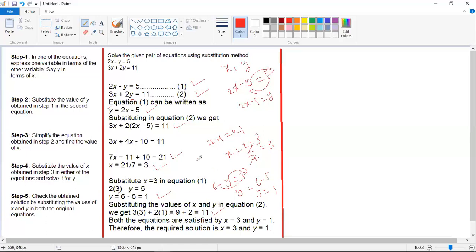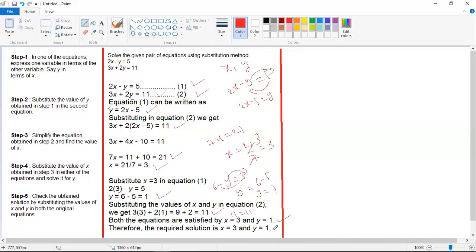So what are we supposed to get? 11. Here also we have 11. So 11 equals 11. So it is confirmed and verified. We can say that both the equations are satisfied by x equal to 3 and y equal to 1. So this is the answer. And we can solve the same problem by another method.